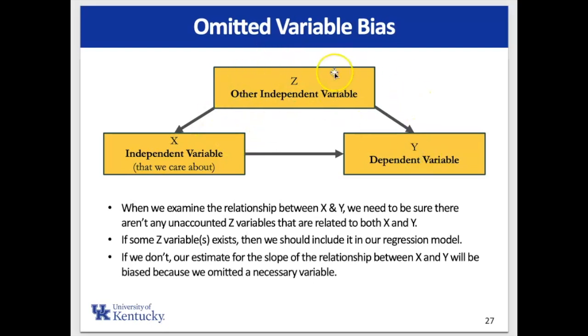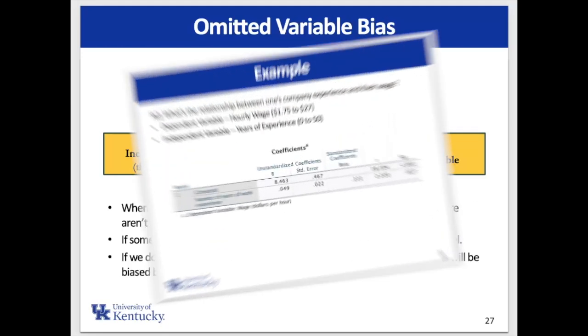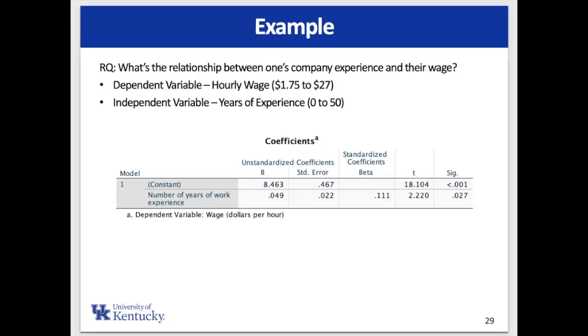In the case that we just looked at, the ACT score is this independent variable that's going to relate both to AP as well as college GPA. And so if there is some z variable that exists, it needs to be in our regression model. If it is not, then that is a way that bias can creep into our study. Let's go ahead and take a look at one more example.